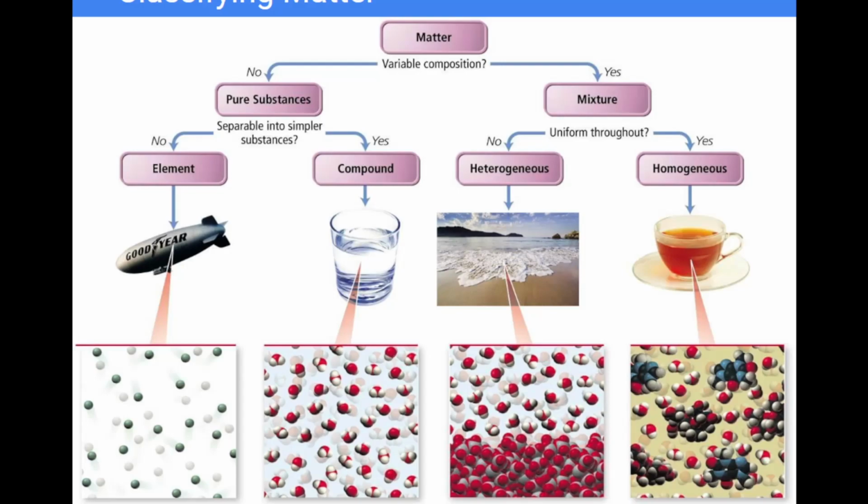In this video, we'll discuss matter and how it's classified. So matter can be classified into two categories, pure substances and mixtures. Pure substances can be categorized as elements and compounds. Mixtures can be classified as heterogeneous and homogeneous.